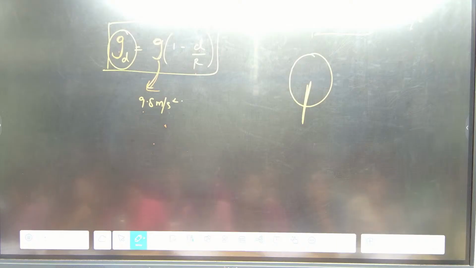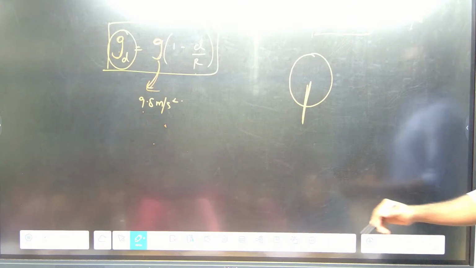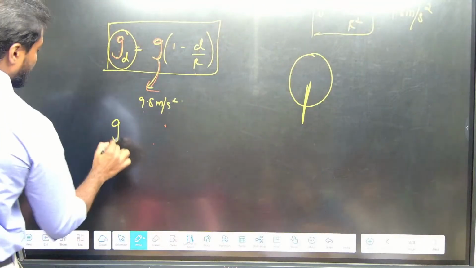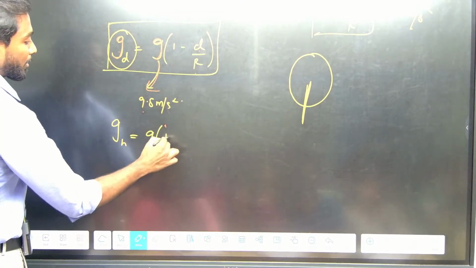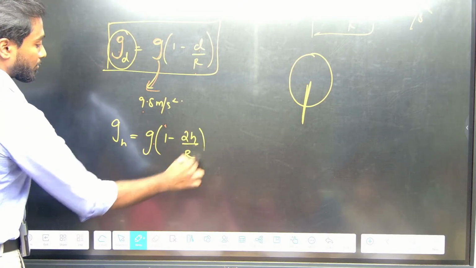Write the next subheading: altitude or height. So the formula is g_h equal to g times 1 minus 2h by R.